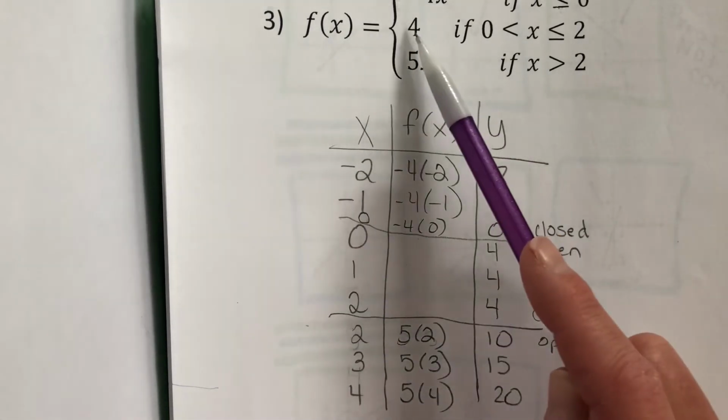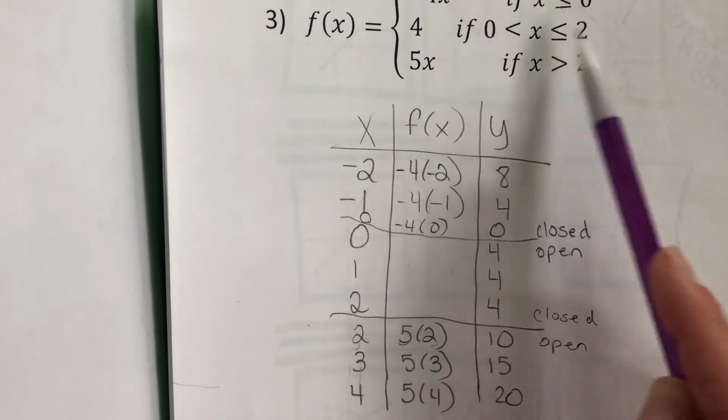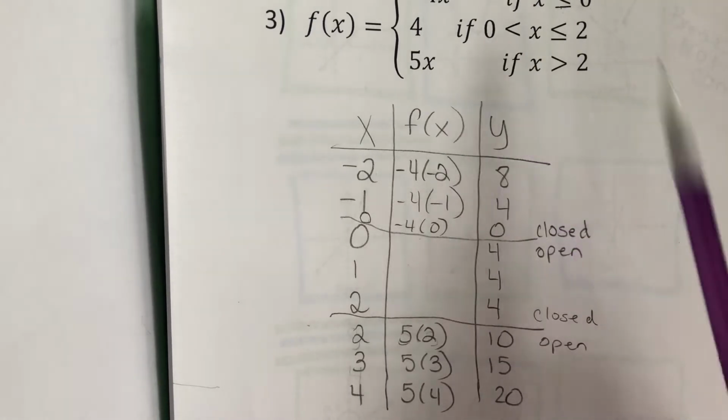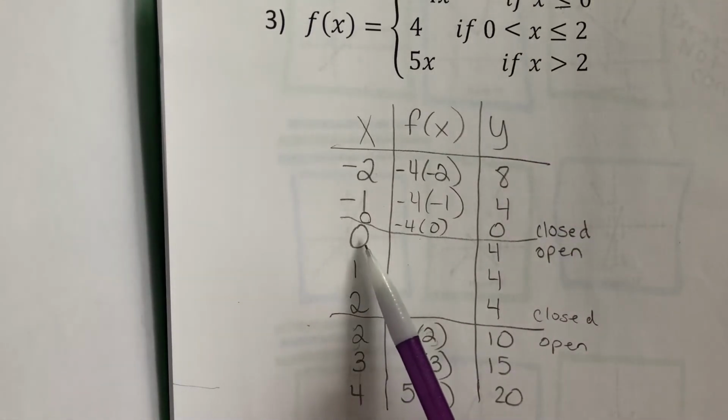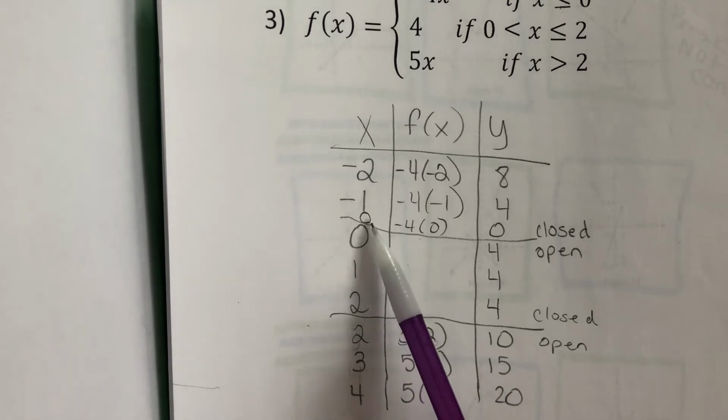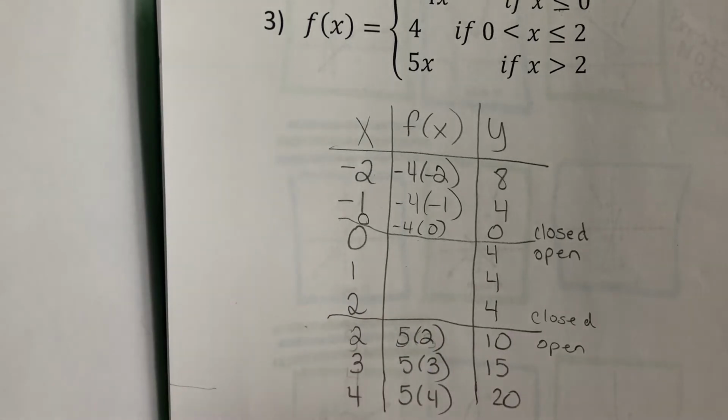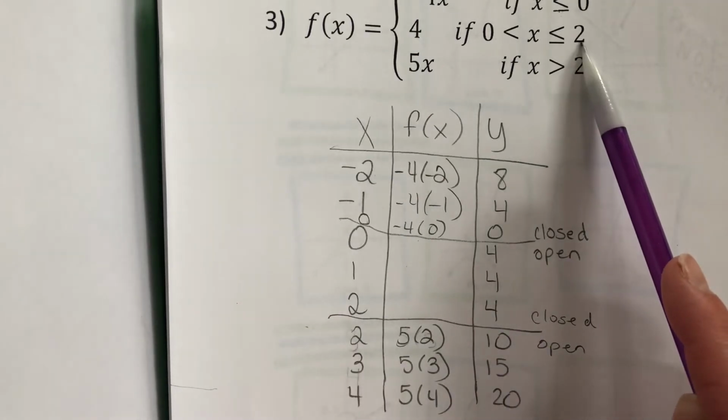Now, see how the next graph says between 0 and 2, but not including 0? Remember what I said last time? Still include 0 in that table because you want to see how and if these connect. So then I did up to 0, 1, 2. Makes sense because it ends at 2.